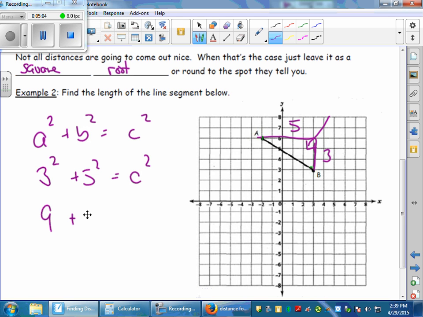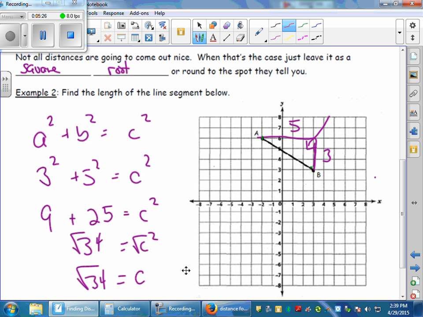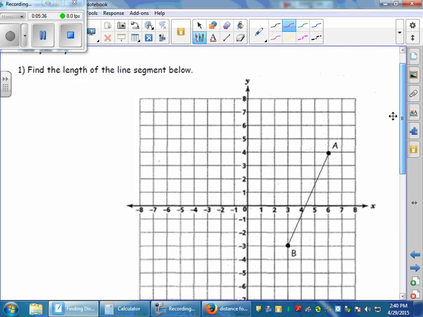9 plus 25 is c squared. 9 plus 25 is 34, which is equal to c squared. Square root both sides in order to get rid of the square, and c is equal to either the square root of 34, or if they ask you to round it off, say to the nearest tenth, it is 5.8. So either square root of 34 or 5.8. Okay, guys? So hopefully that's pretty easy for you. On the next page, I have you trying one. So would you please do that for me right now? Pause the video while you're trying it, and then unpause it when you are done.